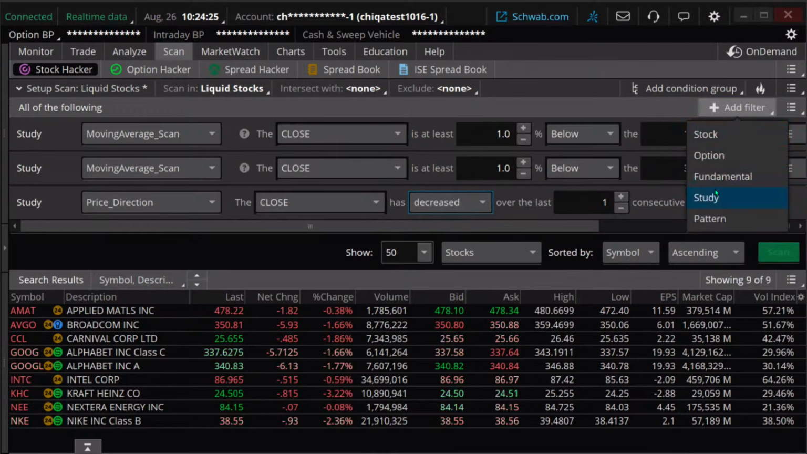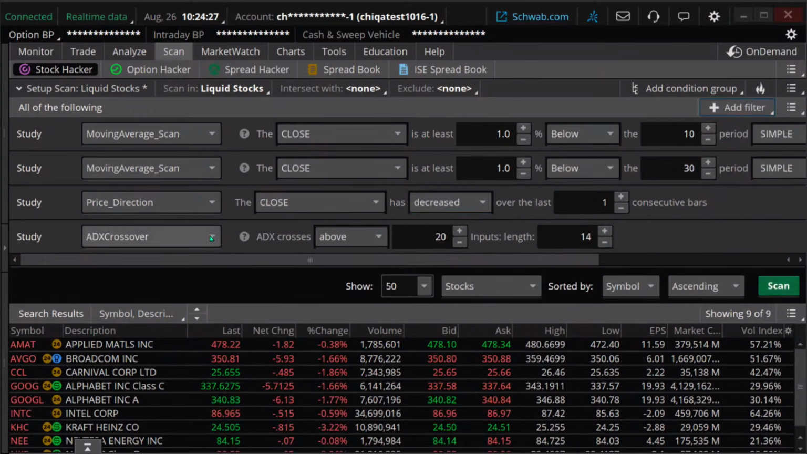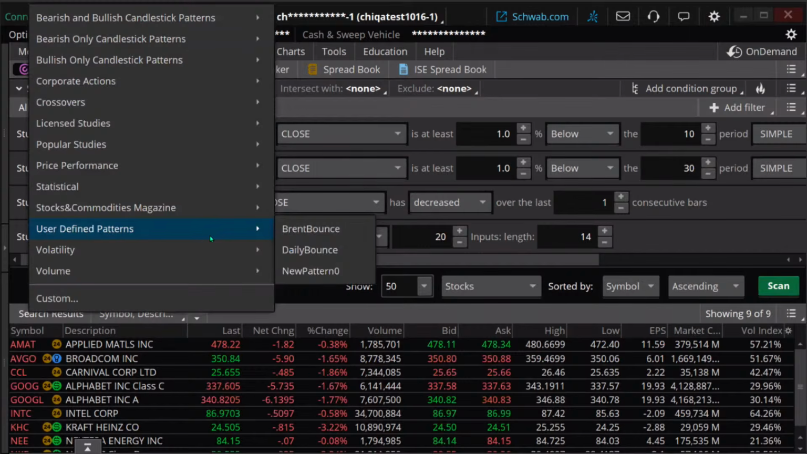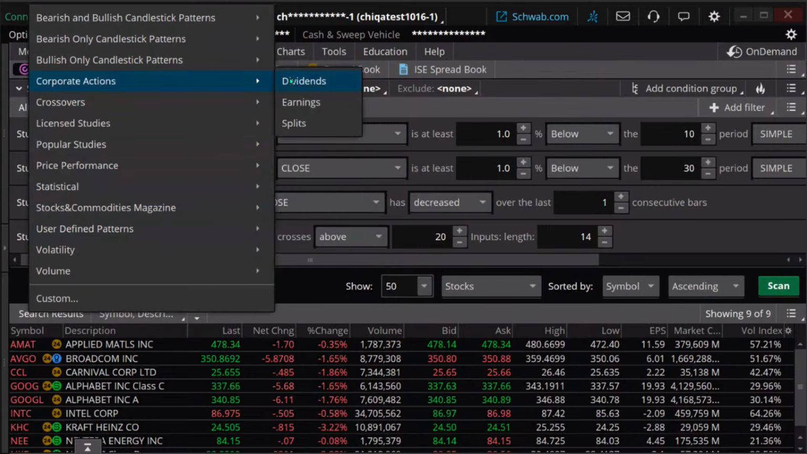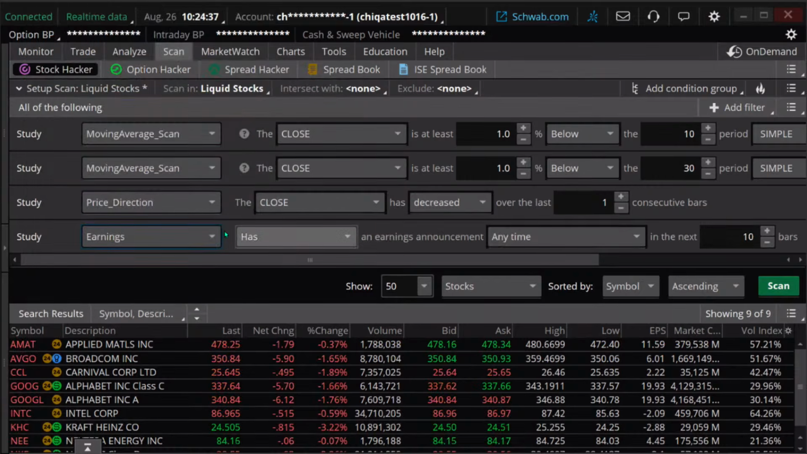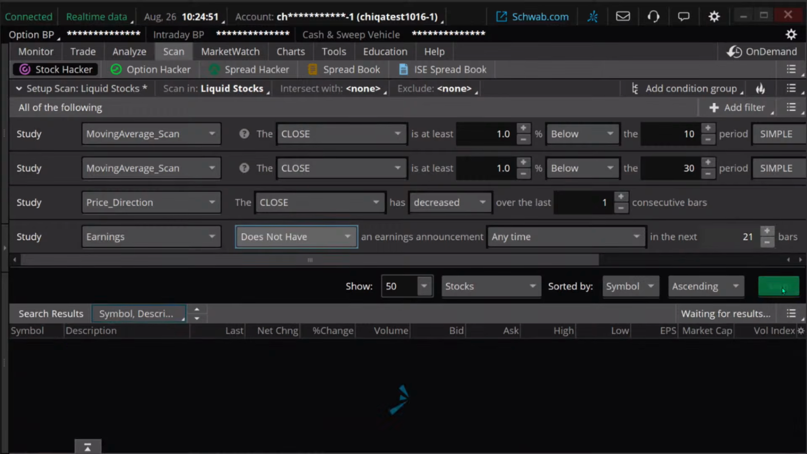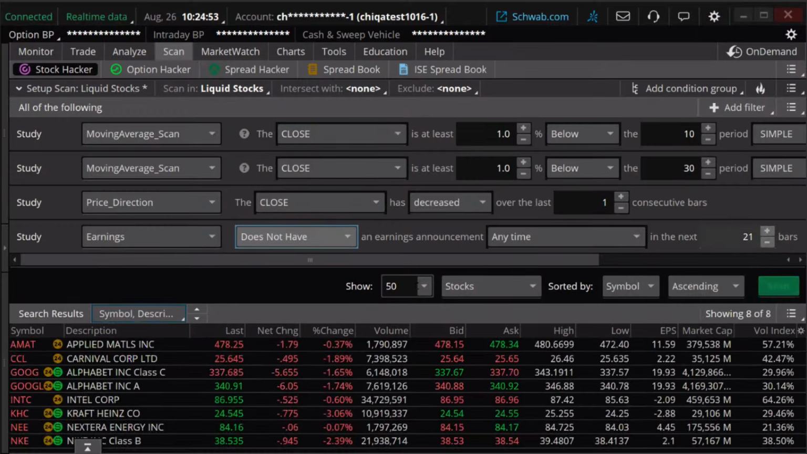I'm going to do just one more criterion here. I'm going to add a study filter. I don't want to deal with earnings on this trade, okay? So I'm going to go to corporate actions, then earnings, and I'm going to say it does not have earnings anytime over the next, we'll say month. 21 trading days is equivalent to basically 1 calendar month. Okay, so I'm going to scan that and we'll call that good. We got 8 results here.